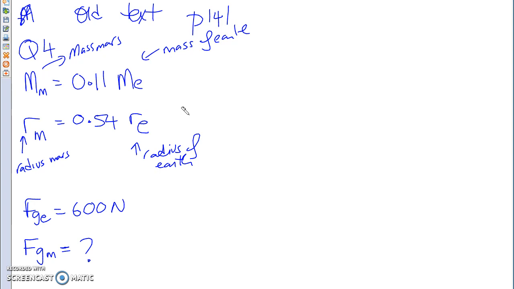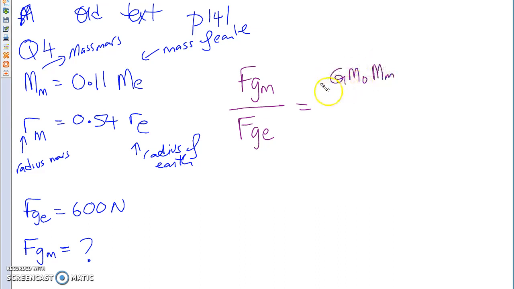What if you did not have any of these pieces of info? Could you go about solving it? And the answer is yes. So this is how we do ratio questions. The first thing that I'm going to do is say Fg Mars, the weight on Mars, divided by weight on Earth, which equals big G, mass of object, mass of Mars, divided by R of Mars squared, divided by big G, mass of object, mass of Earth, divided by R of Earth squared.